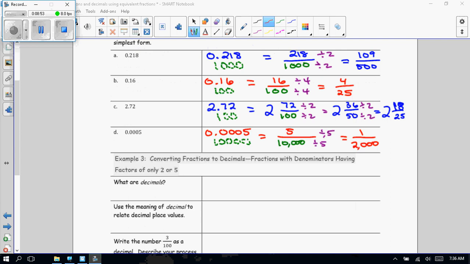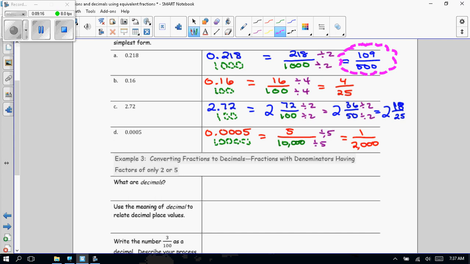Okay, so take a look at my answers here. For A, I ended up with 109 over 500. I had 218 over 1,000, but I know that they're both even numbers, so I divided them both by 2, and that's how I got that. So if you didn't reduce it, go back, pause, and get that on there.